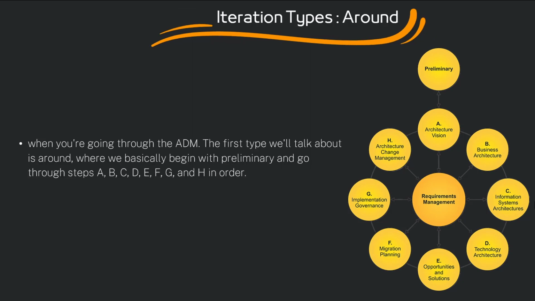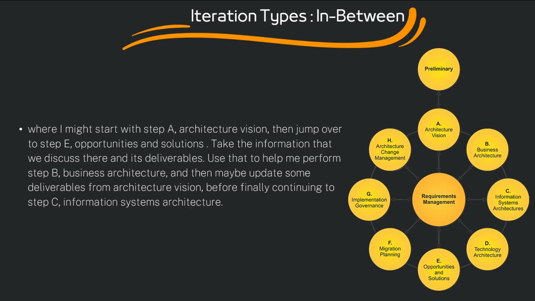There are different iteration types when you are going through the ADM. The first type we will talk about is where we basically begin with preliminary and go through steps A, B, C, D, E, F, G, and H in order. The next type is in between, where I might start with step A, architecture vision, then jump over to step E, opportunities and solutions. Take the information that we discussed there and its deliverables, use that to help me perform step B, business architecture, and then maybe update some deliverables from architecture vision before finally continuing on to step C, information system architecture.